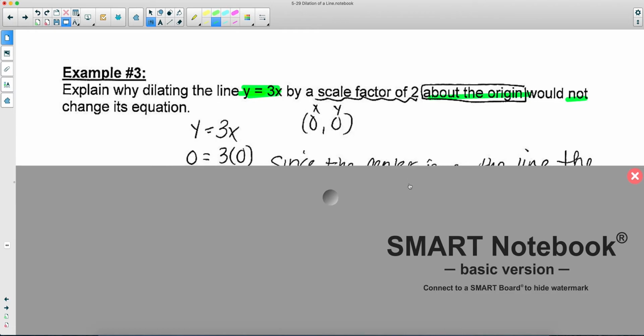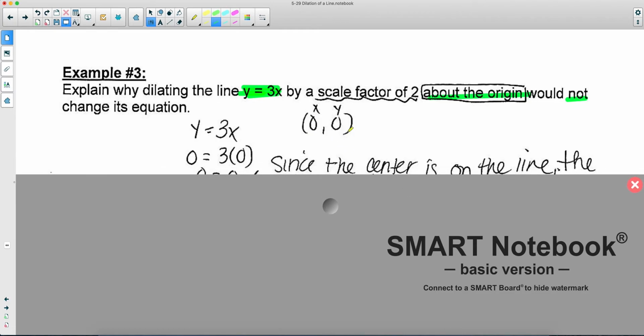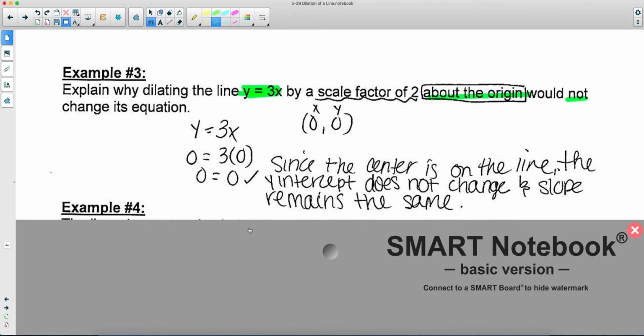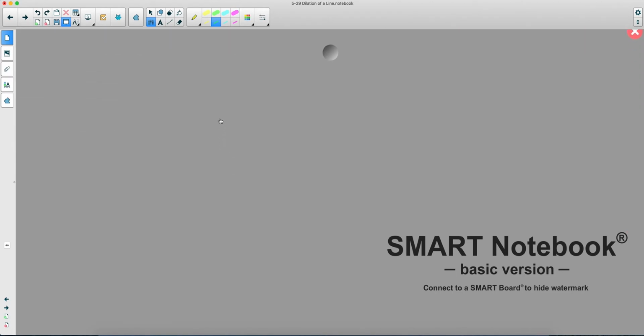So we test and we say, okay, my center is 0, 0. Here's my line. Plug in 0 and 0. Left side equals right side. Here's my explanation. Since the center is on the line, the y-intercept doesn't change. The slope remains the same. Therefore, the line stays the same. The equation stays the same. Okay. All right, example number 4.